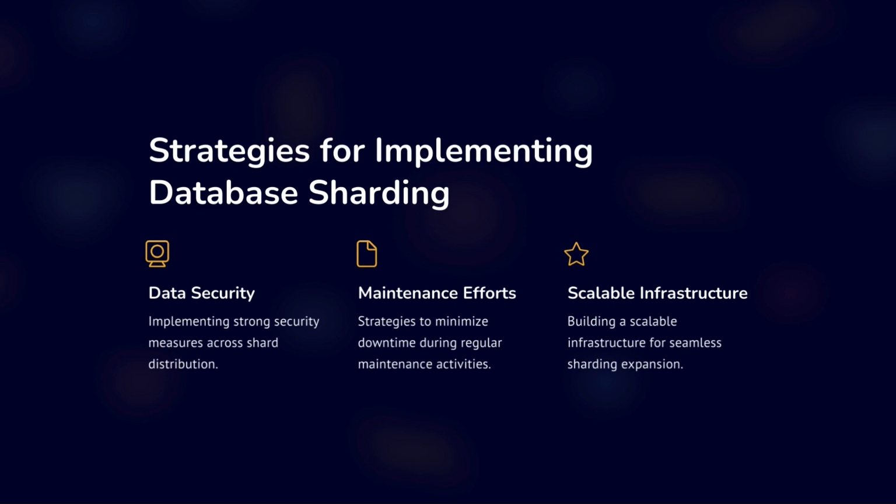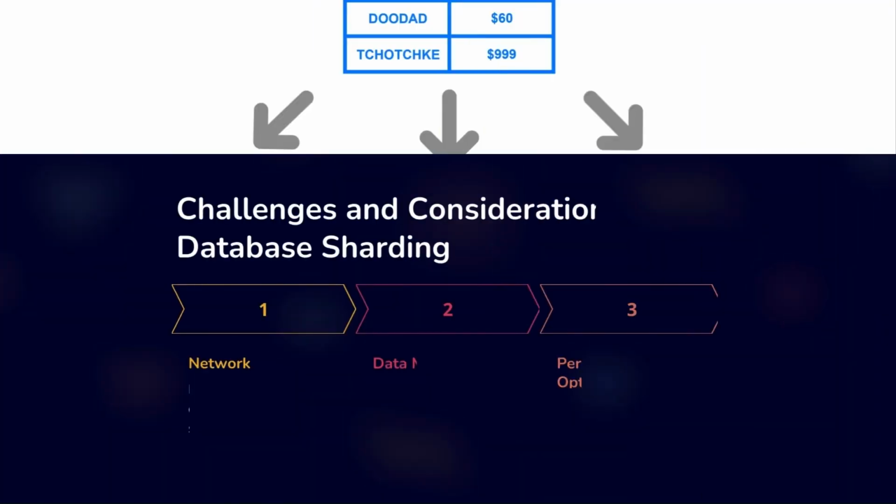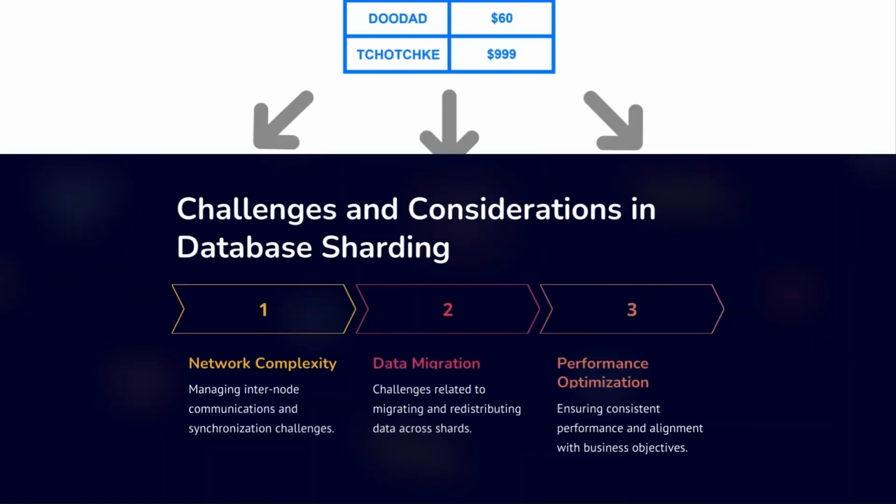Let's talk about what the challenges and considerations in database sharding are. First one is network complexity: managing internode communication and synchronization challenges. Second one is data migration: challenges related to migrating and redistributing data across different shards. And third one is performance optimization: ensuring consistent performance and alignment with business objectives.